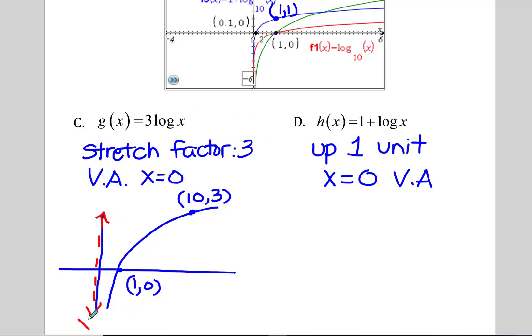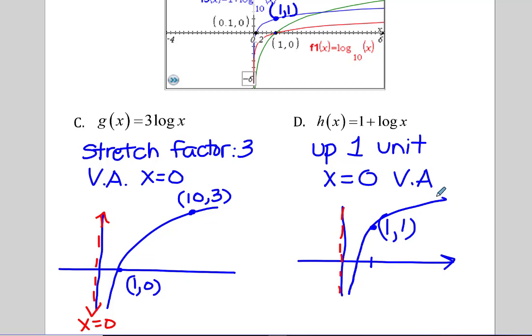So we have the same thing going on here, x equals 0. We've taken the point (1, 0) and shifted it up 1 unit to (1, 1). So your x-intercept is some decimal value in here. I didn't take the time to figure that out.